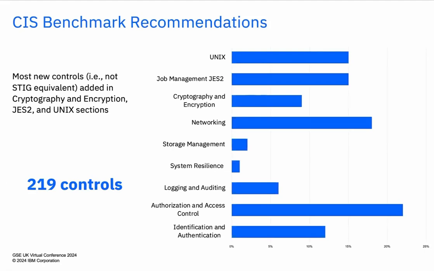There are 219 recommendations that are published by CIS benchmark that are distributed among, you can see on the graph, a lot are about Unix, about JCL, and so on. There's a lot of authorization and access control. This is the biggest chunk, and this is also very well covered in DISA.